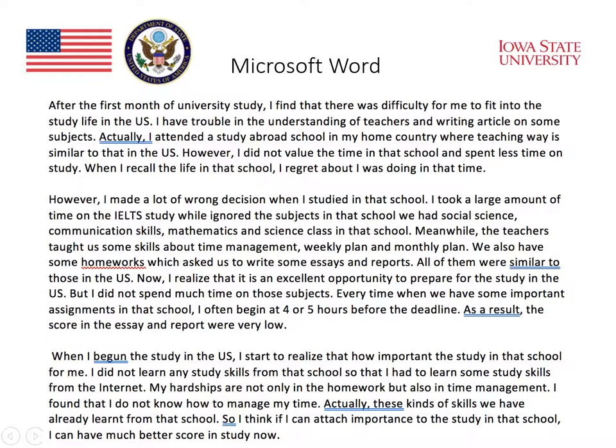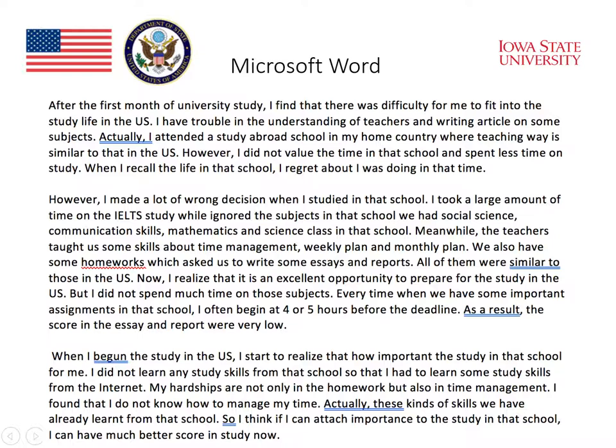several other items here. Actually is underlined a couple times. And, you know, in this case, the grammar checker identifies redundancy. You know, some of these words are not necessarily needed in writing. So rather than saying, actually, I attended, why not just say, I attended? Or actually, these kinds of skills, we could just say, these kinds of skills. Or as a result, so there's some feedback here.